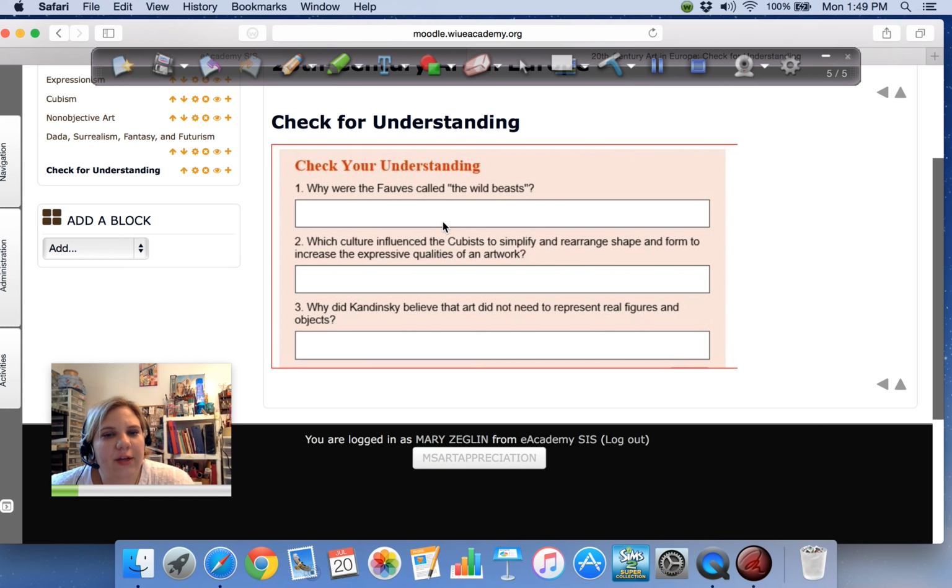Two, what culture influenced the Cubists to simplify and rearrange shape and form to increase the expressive qualities of a work? And remember, artists do not typically work in a cave or a bubble. They are influenced by other artists and other cultures and what is going on in the world, the events of the world. Three, why did Kandinsky believe that art did not need to represent real figures and objects? What do you think? Art at this point is becoming totally different, almost unrecognizable to art of the previous centuries.